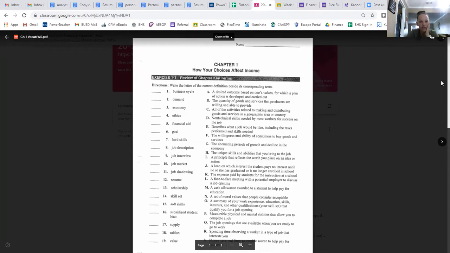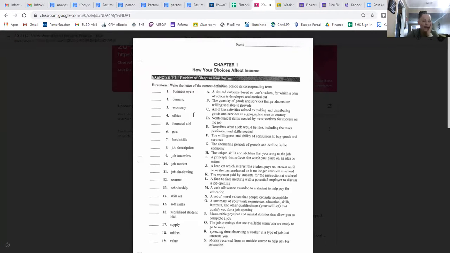This first page, the first side, is matching vocab. Again, you don't have to type out the problems. You could just put 1 is A, 2 is B, 3 is C, and so on. Same thing if you write it out on paper and don't want to do it electronically. You would just write that on your paper, 1A, 2B, 3C, whatever ones match up.